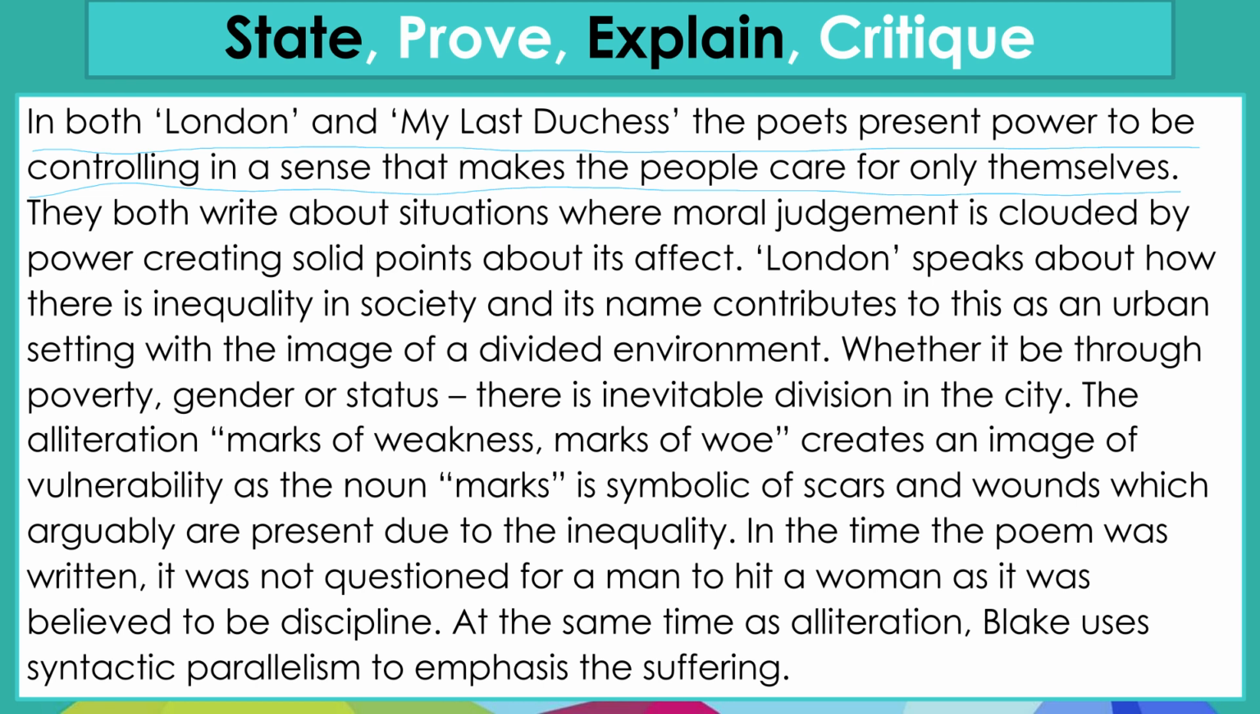That makes it a lot easier then to talk about, because you know that in your very first sentence, you said what it was you were going to talk about. What we hope for then is that the rest of this paragraph will do that. What I've done is I've only taken the students writing about London because I want to talk about this depth, the state, prove, explain, critique method for when you're analysing your poems. This next sentence, really nice. They both write about situations where moral judgment is clouded by power, creating solid points about its effect. Now, what I would say is, personally, just get my teacher pen out.